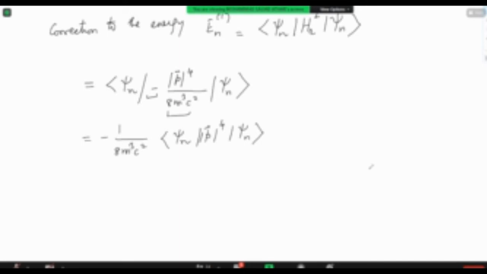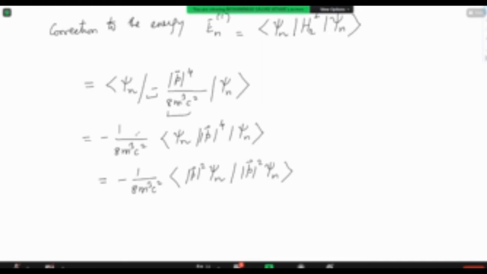Okay? And p to the power 4, we can write it as p square times p square, and p square is a Hermitian quantity. Therefore, in my next step, I can write it as 1 by 8m cube c square, psi n p square, p square psi. Therefore, what we have done, we have written p^4 as p square times p square.